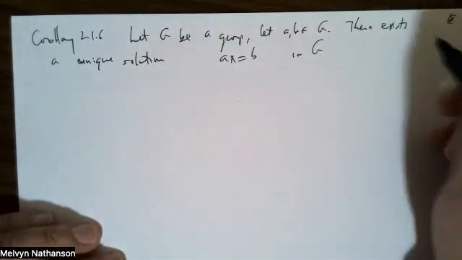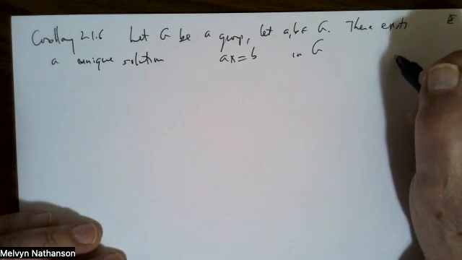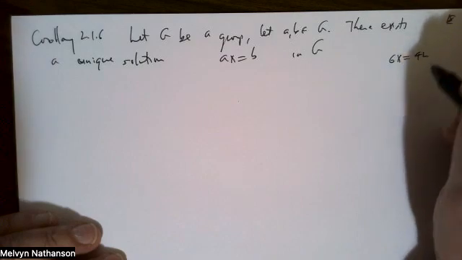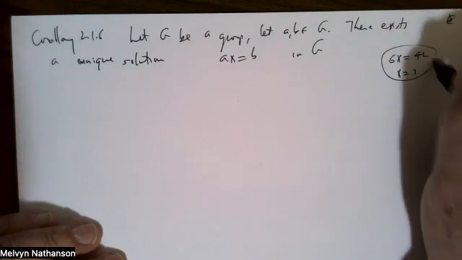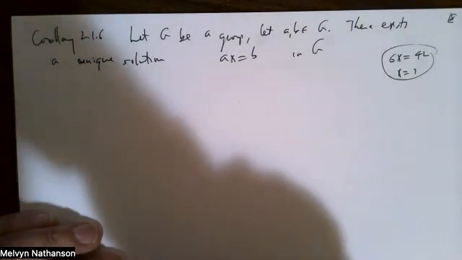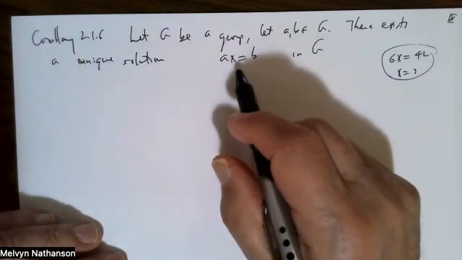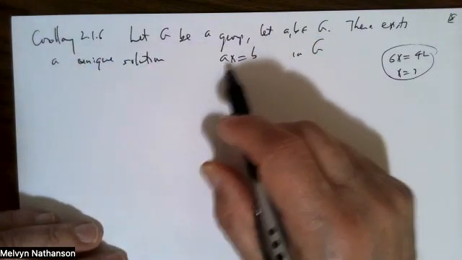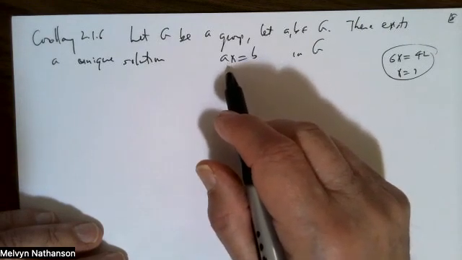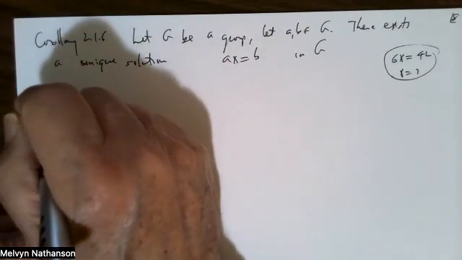I mean, this is what you did in elementary school. Solve the equation 6X equals 42, and you would say X is equal to 7. But here we're solving this equation in the real numbers. Now we're in a group. You have two elements in a group, A and B, solve the equation AX equals B. And the statement is there's a unique solution to this equation.